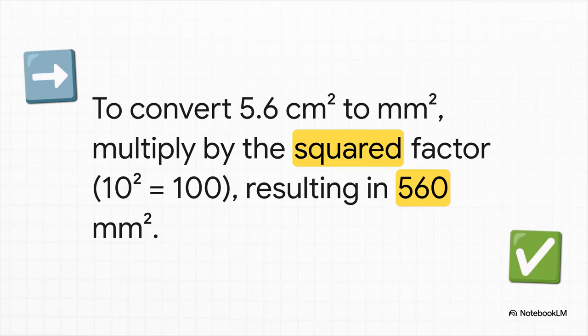And this same logic works for any area conversion. Let's say from square centimeters to square millimeters. Okay, the basic conversion factor is 10, right? So for area, we square it. 10 squared is 100. That means 5.6 square centimeters is just 5.6 times 100, which is 560 square millimeters. See? The pattern just holds up.